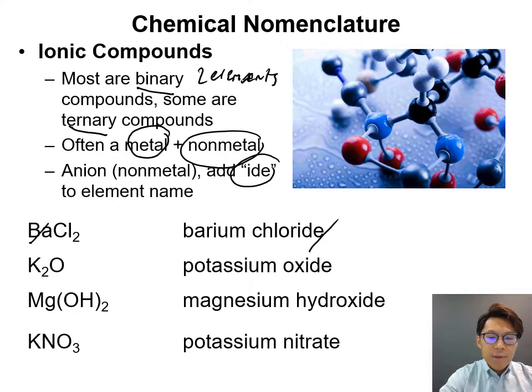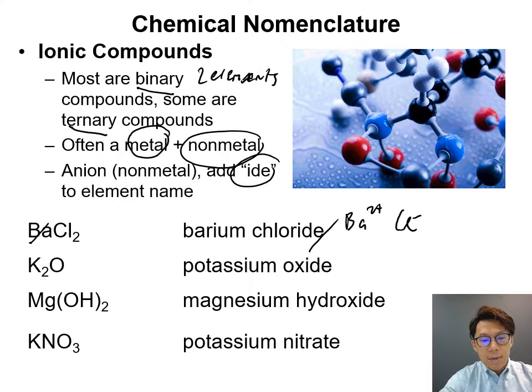Like for example, barium. Barium comes from group 2, so it is Ba2+, because any group 2 element will form a 2+ ion. And chlorine comes from group 7, so it will form 1 minus, so you call it chloride. You just put the two names together, and we have barium chloride.